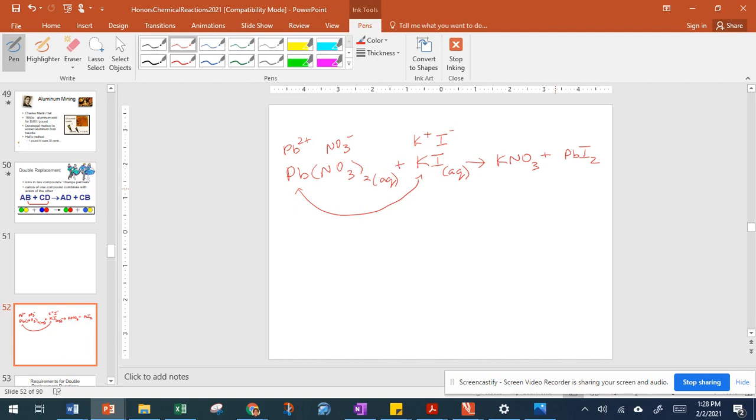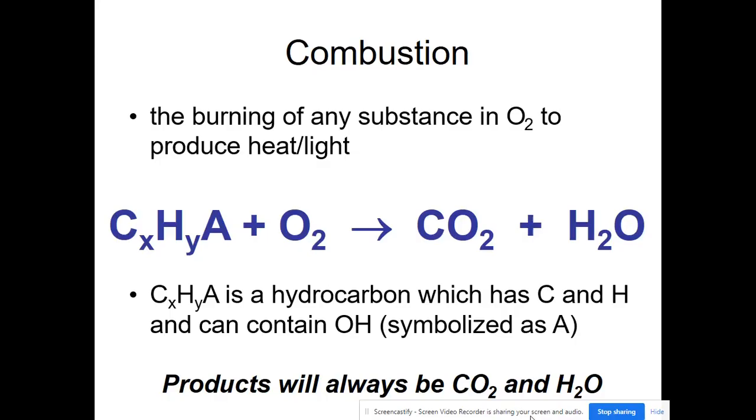Okay, so when you're figuring out the products for a double replacement reaction, think about the charges of each of your ions, and remember that you can think of either the cations switching places or the anions switching places. Okay, so I want to go over the last type of reaction now, which is combustion.